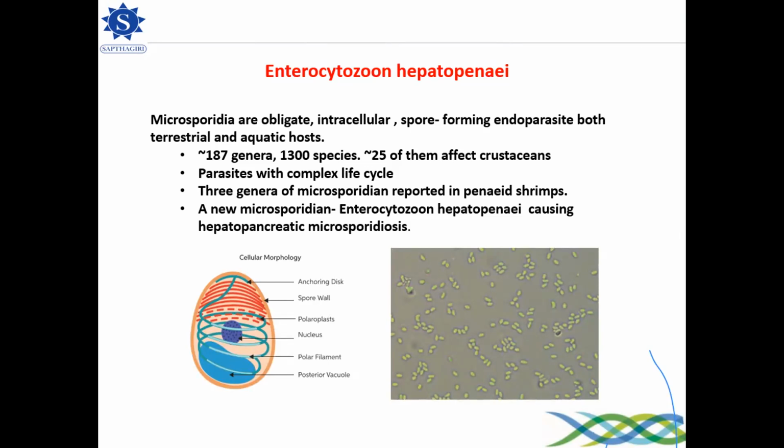Three genera of microsporidia are known to be reported to infect penaeid shrimp. EHP is the emerging microsporidian parasite which infects penaeid shrimp. As the name indicates, EHP infects the shrimp hepatopancreas. The spore is made up of a thick chitin wall, which helps the spore to survive in harsh environments, and the size of the spore is around 1 micron.